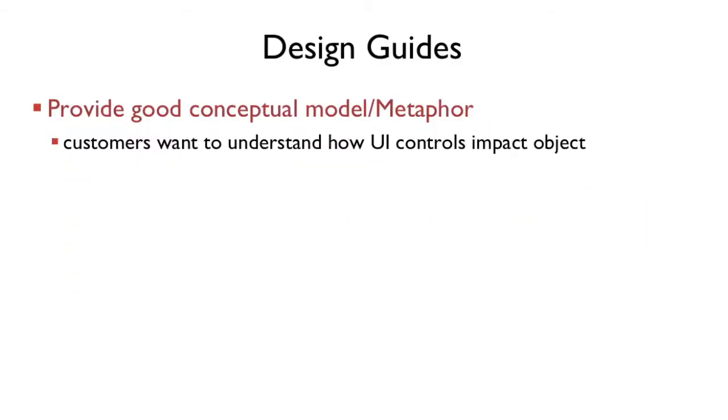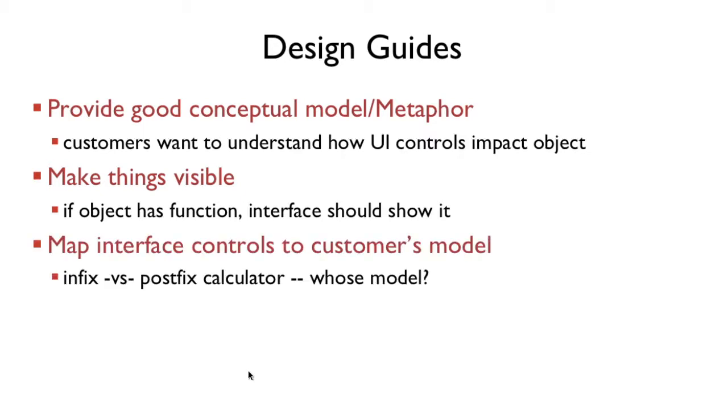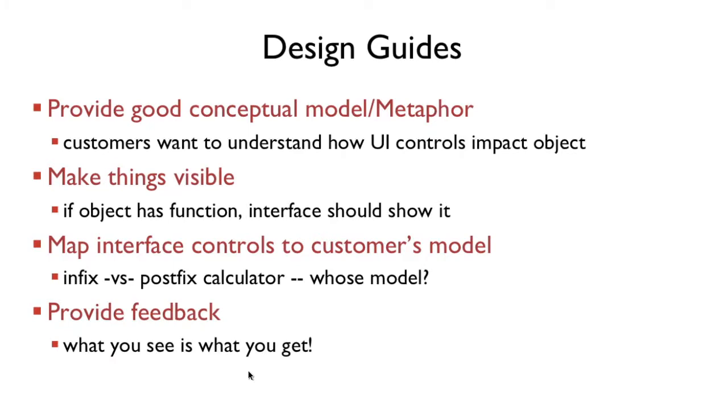So there's a number of ways you can do this. You can provide good design guidelines. First of all, customers want a good conceptual model. One of the most important things is to make things visible, to show what functions the thing has. Secondly is to map the interface controls onto the customer's model, and then also provide feedback as you go.